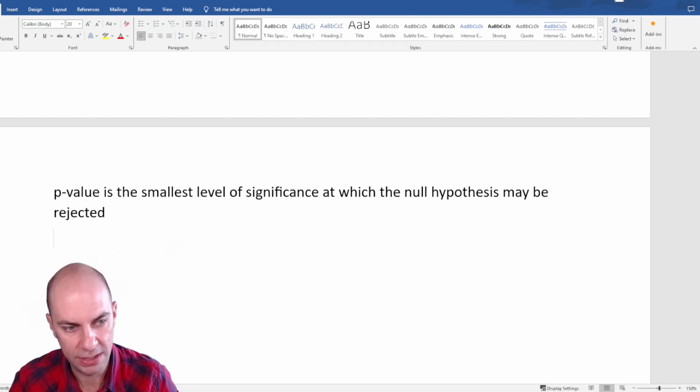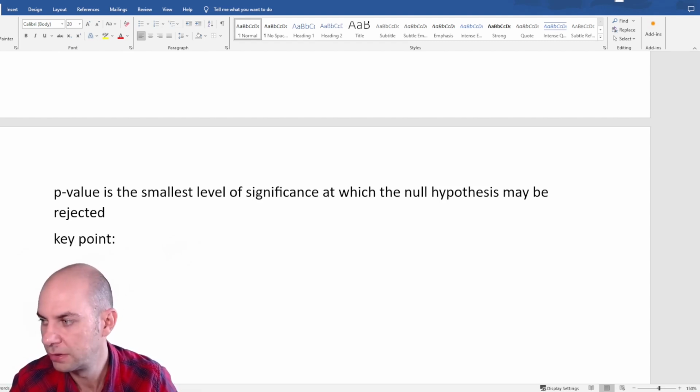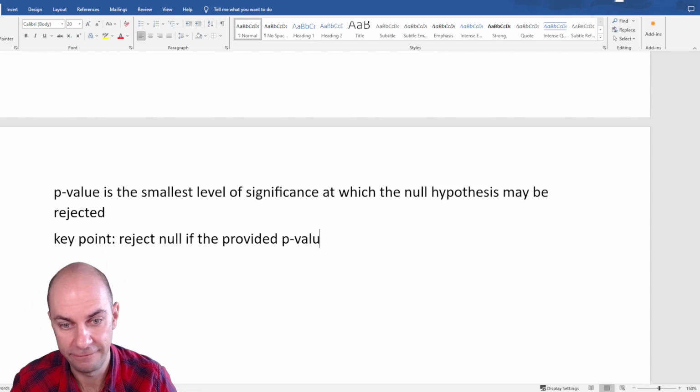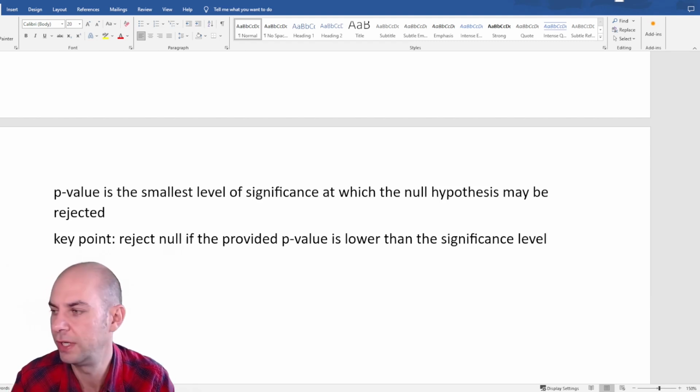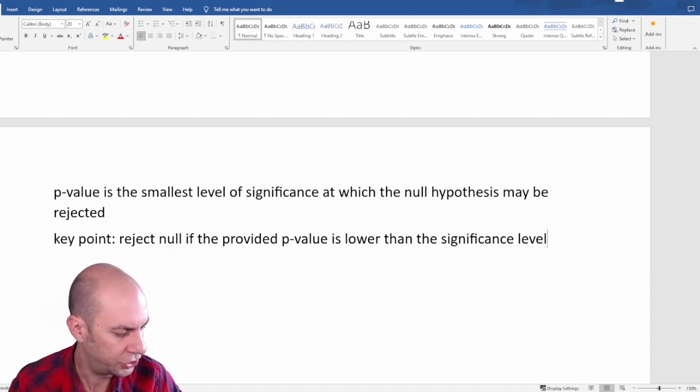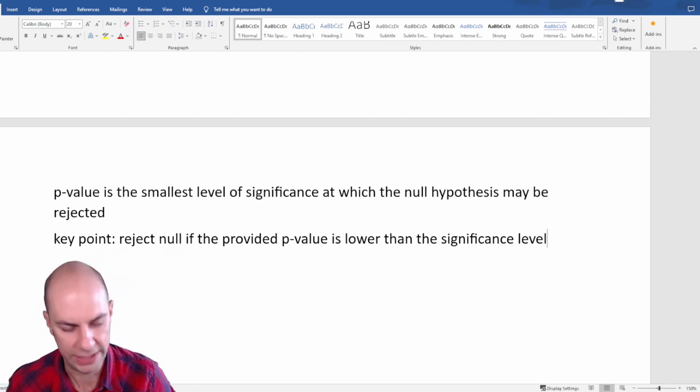What you need to remember, and I think this is the key point for your exam, is that you can reject the null hypothesis if the provided p-value, so that's going to be provided, you're never going to have to compute this, is lower than the significance level. This is really the key thing to remember. If your p-value is lower than the significance level, you can reject the null hypothesis quite happily without having to perform any additional statistical tests.